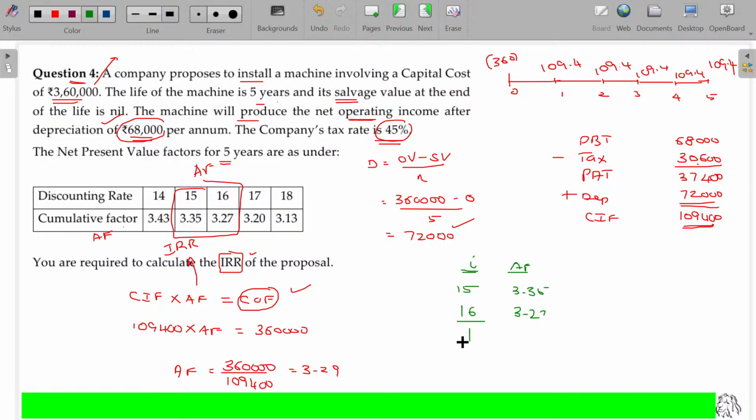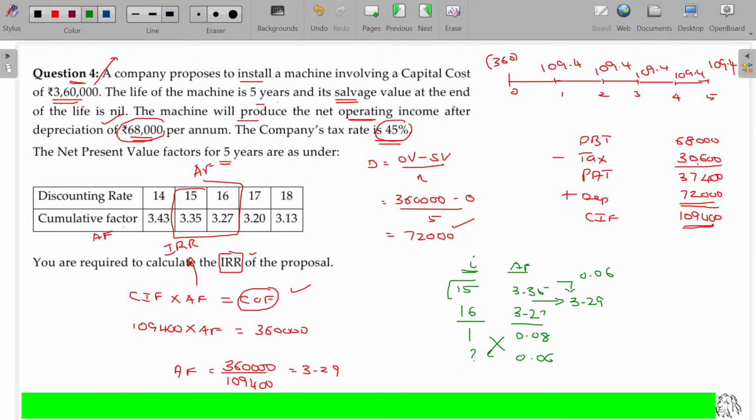By making a 1% change, the change in annuity factor here is 0.08, but my requirement is 3.29 as the annuity factor. So from this I have to reduce only 0.06. For 1%, the change in annuity factor is 0.08, but I want only a 0.06 change. What is the required value?